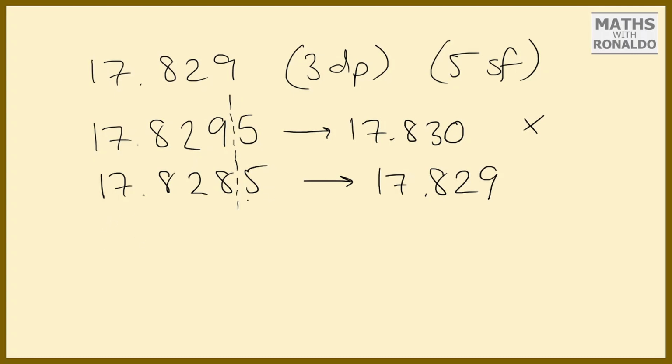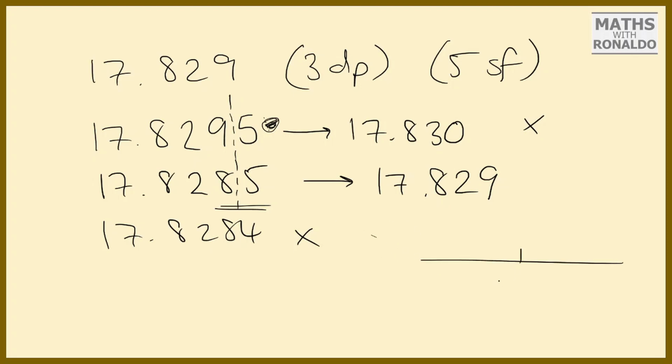However, anything lower than this, such as 17.8284, would not round to 17.829. It would round to 17.828. Anything less than this number here would round to 17.829, just because if you draw it on a number line, again, we have 17.829, we have 17.8295, and 17.8285. We know that this would round, and this wouldn't round, but anything less than this number would round.